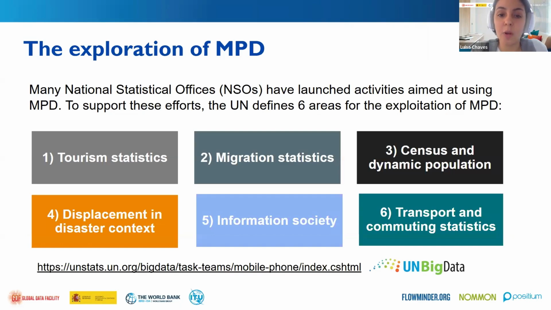Let's take a closer look at how MPD is being explored. Many national statistical offices have already launched initiatives to integrate MPD into their work. To guide these efforts, the United Nations has identified 6 key areas where mobile phone data can be especially valuable. These are tourist statistics, migration statistics, census and dynamic population, displacement in disaster context, information society, and finally, transport and commuting statistics. Together, the 6 areas show just how impactful mobile phone data can be when applied to official statistics around the world.